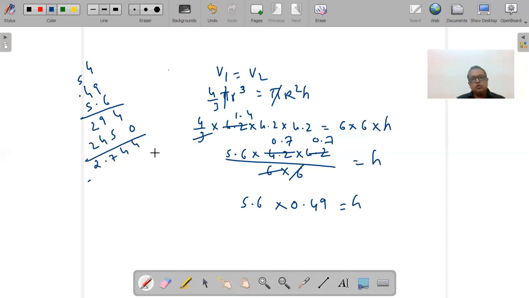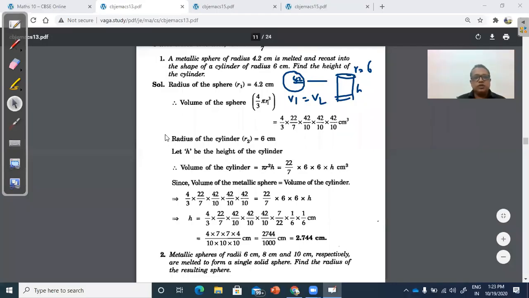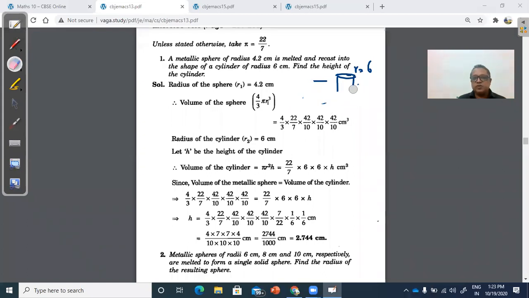So we get 2.744 centimeter as the height of the cylinder. So that's how we get this answer, 2.744. We are equating the volume of the sphere to the volume of the cylinder, pi r square h. Of course, the formulas you have to know.